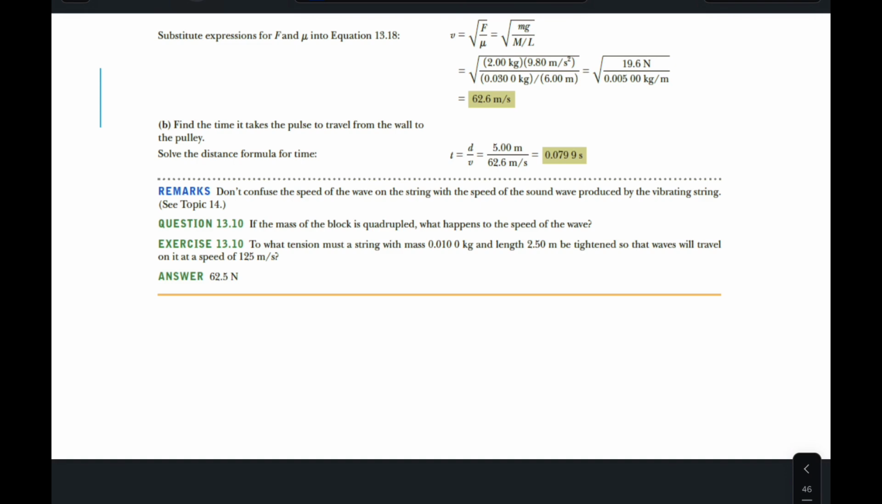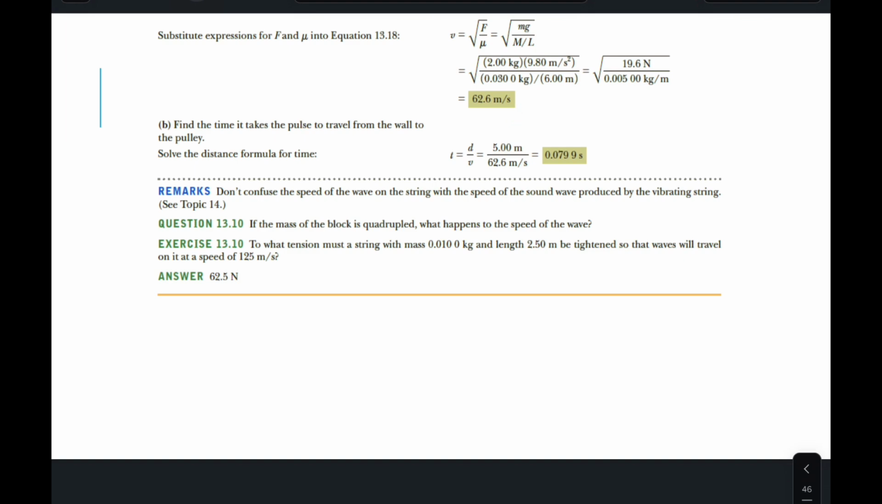And then next, we're going to use the equation v equals the square root of F over mu. Our F is the T, which is the mg. The mu is the total mass over the total length of the string. So you see here, it's total mass over total length. You must add 5 plus the 1 meter. That is the meaning of total length. Okay, so you will have your v of 62.6 meters per second.